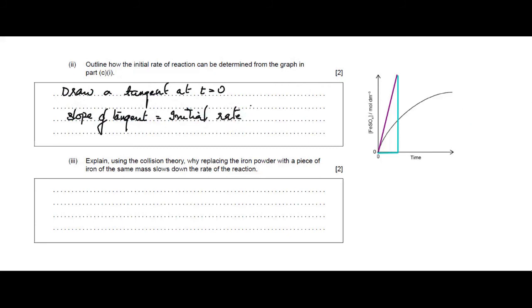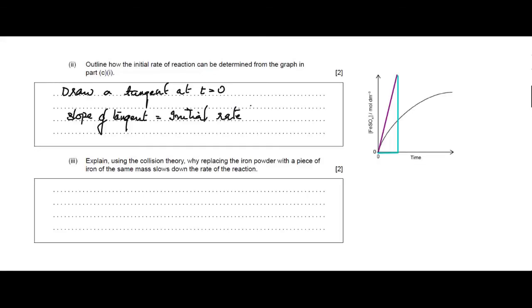So now let's see how the marking scheme goes. So this is the marking scheme. Coming back to the next question. Explain using collision theory why replacing iron powder with a piece of iron of the same mass slows down the rate of the reaction. For that, let's try to understand it with the help of a diagram.